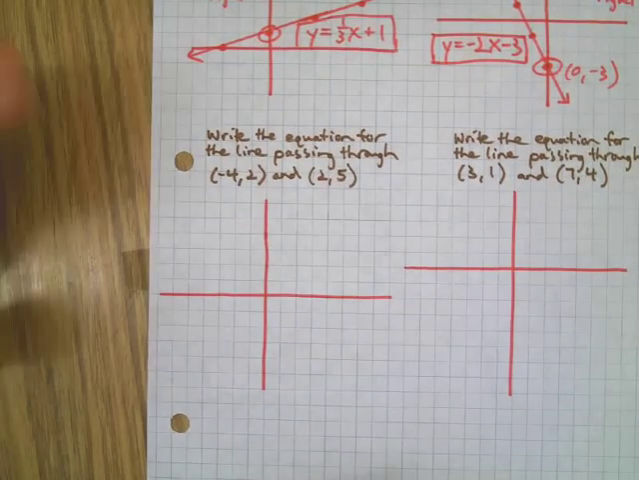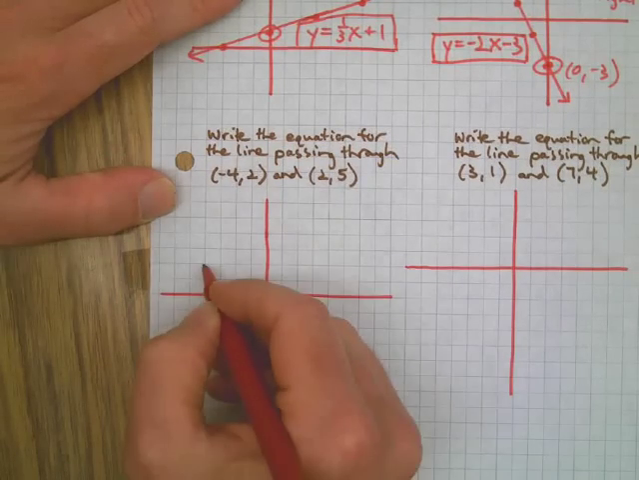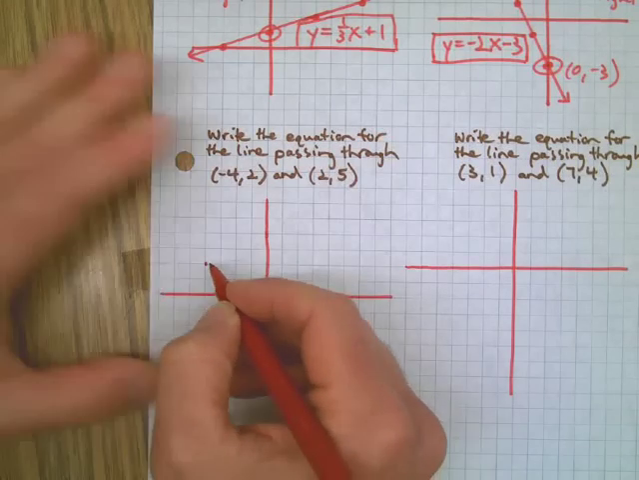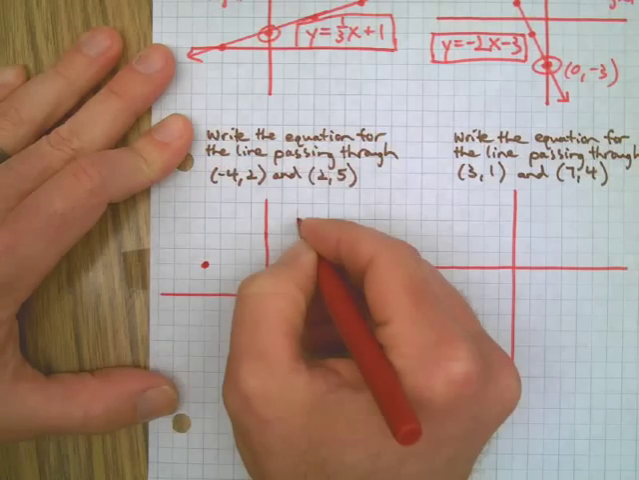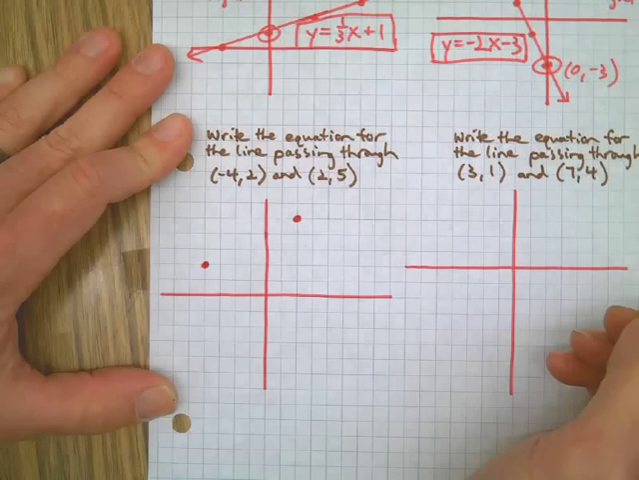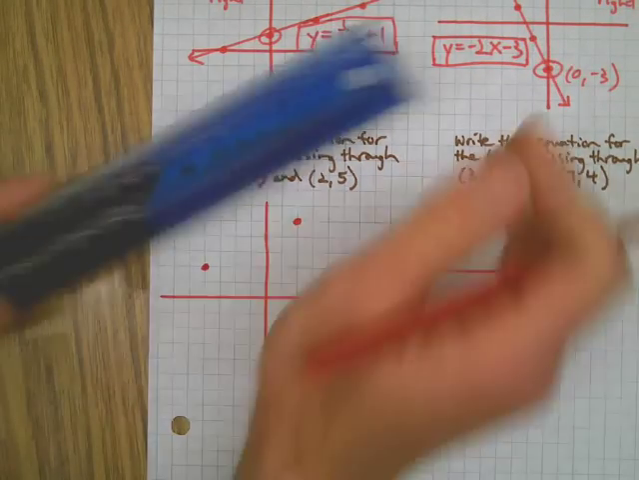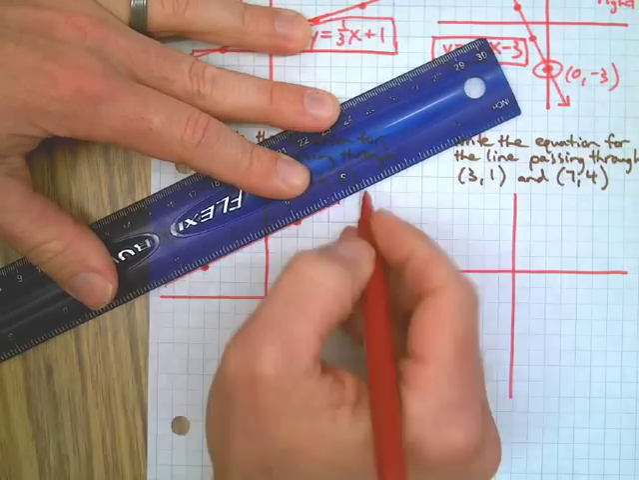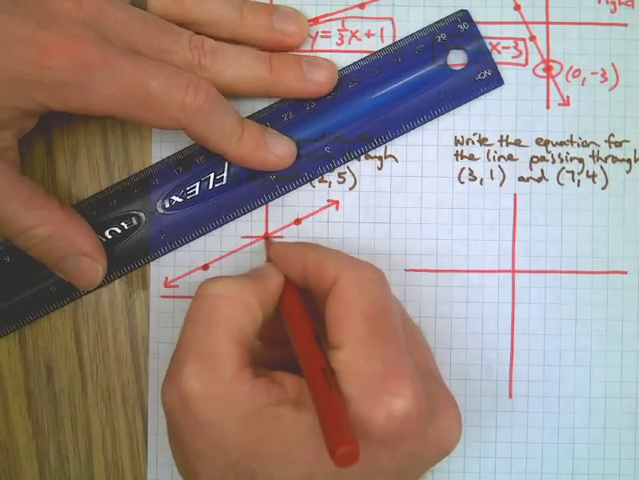Next, write the equation for the line passing through 2 points. This time I do not have the slope. -4, +2. Right there. +2, +5. 1, 2, 3, 4, 5. Okay. Now I can connect these things to find the y-intercept, and if I get lucky, it passes through an intersection, which it does.